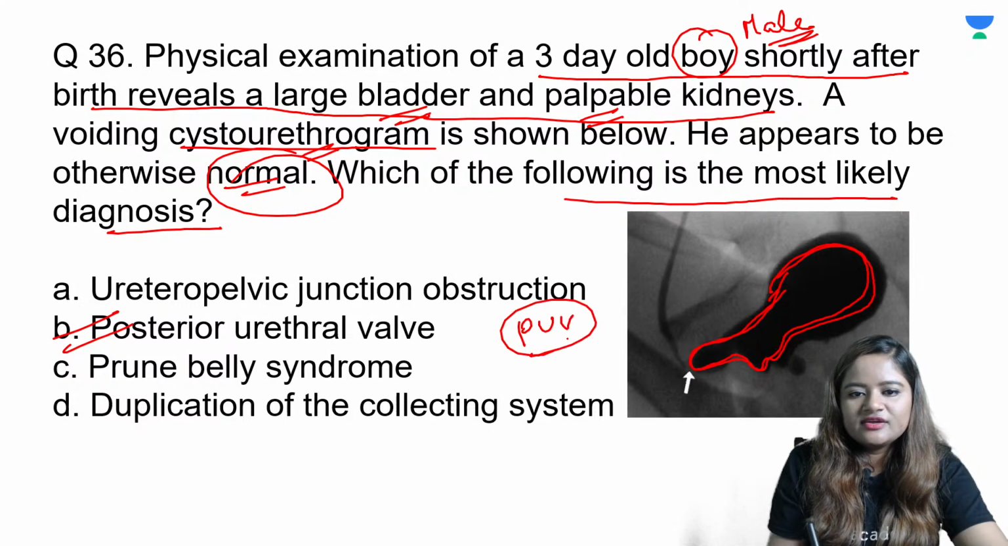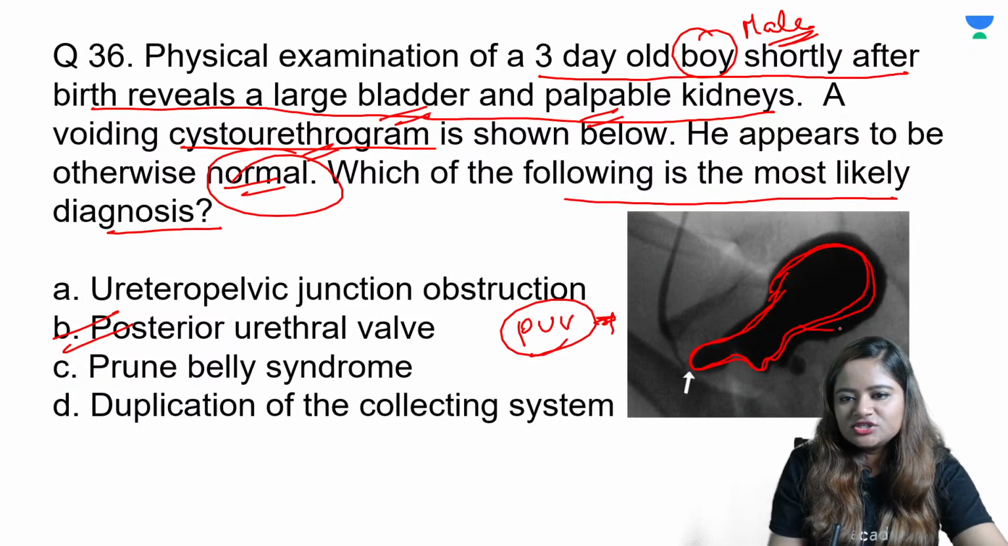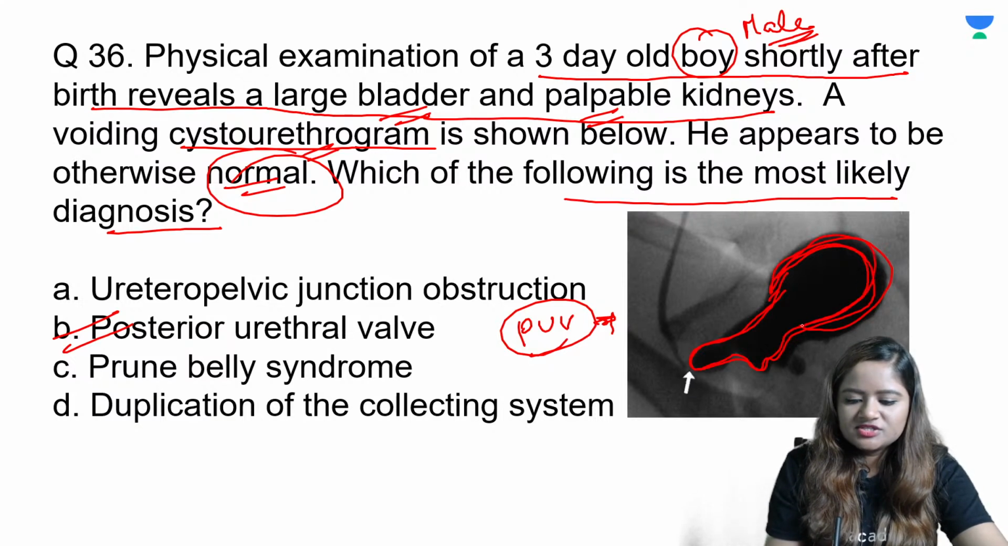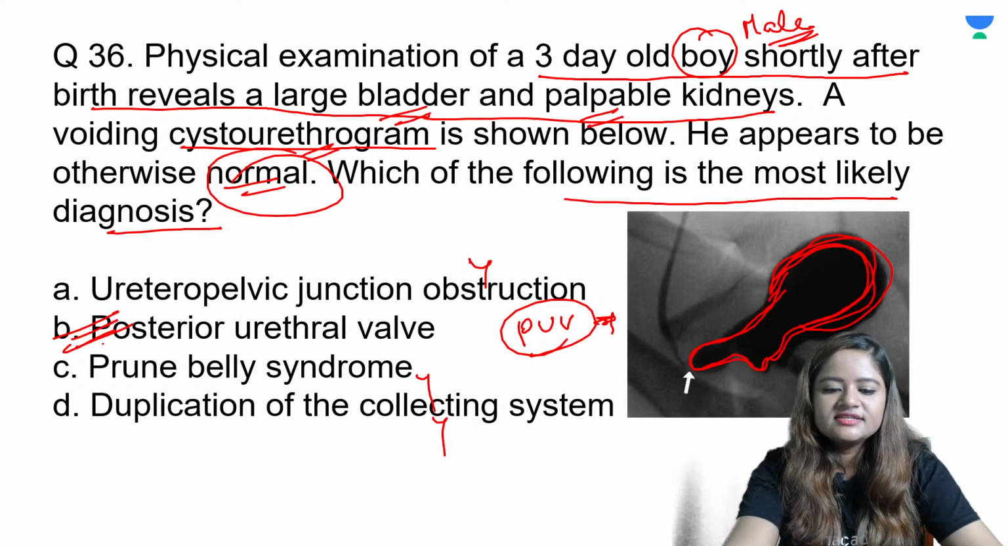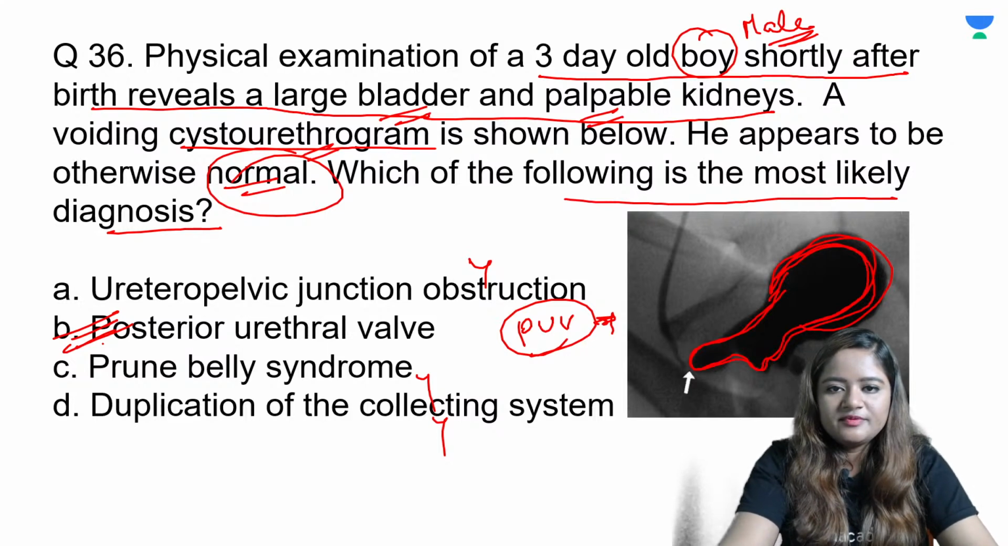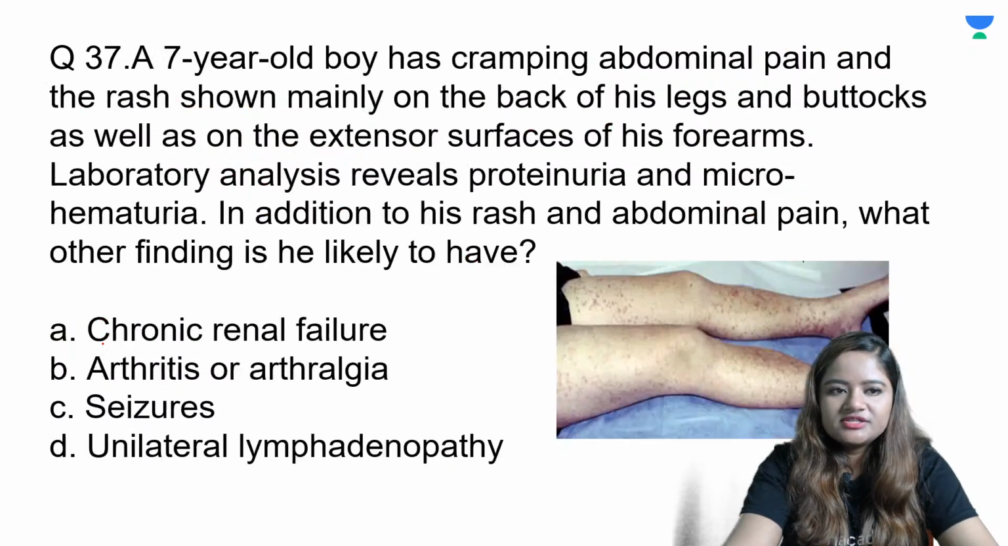So PUV is a very common condition that can be diagnosed in newborns right at the time of birth. So this is the presentation. Because of the obstruction, there's dilatation of the proximal part. So because of this dilatation, it presents like this. So this is known as a posterior urethral valve. Okay. It is not any kind of obstruction or prune belly or duplication of the collecting system. It is classically seen in a male newborn baby who presents with a palpable, large bladder and large kidneys because of this obstruction. Is it clear? So the answer is option number B.